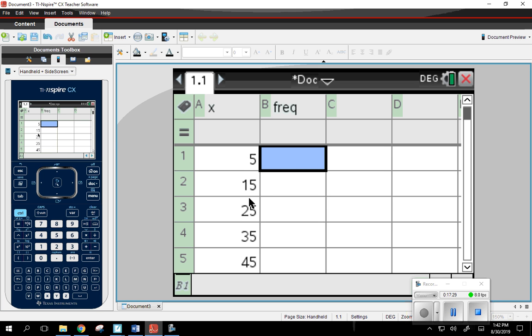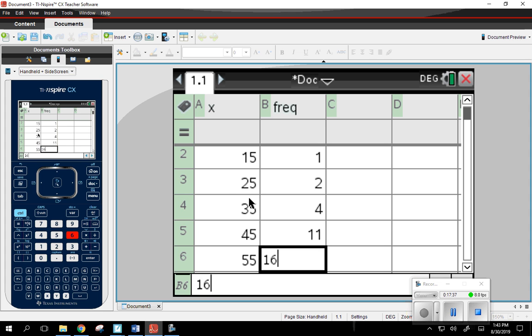Control 7 gets me back up to the top. Now I know there was 1 element in the first interval, 1 in the second, 2, 4, 11, 16, 24, 13, 6, and 2. You'll notice how similar this is to what we did a moment ago. It's exactly the same, just that you're using the midpoints instead of the actual data. Any problems putting it into the calculator?